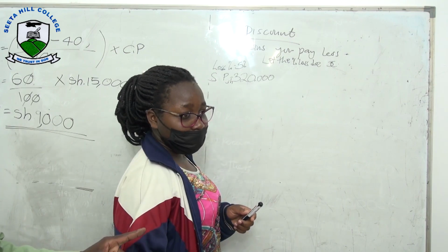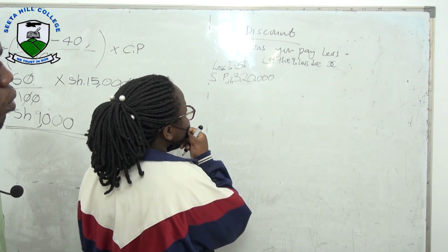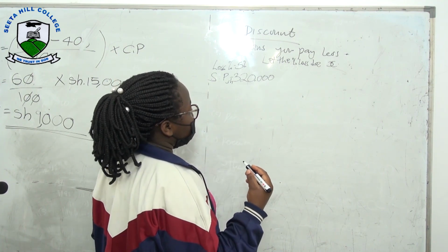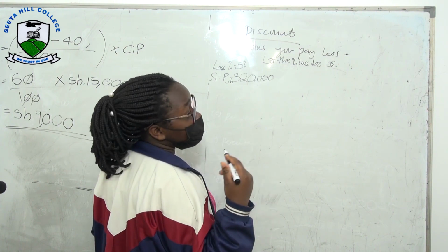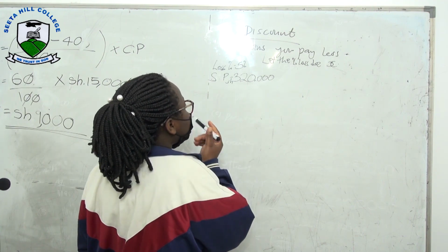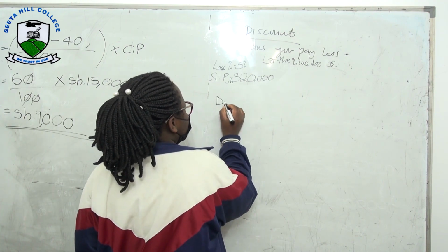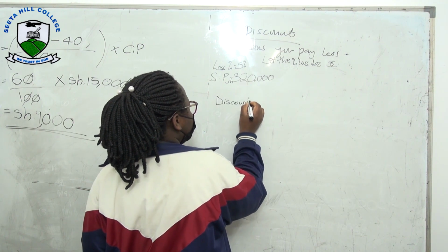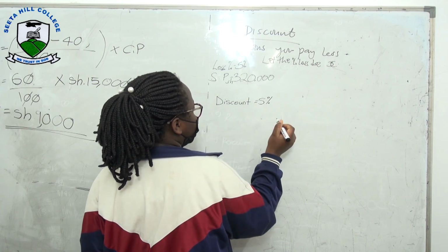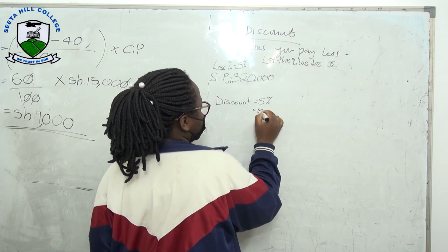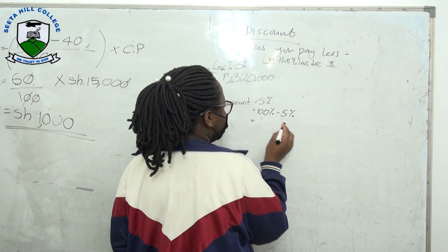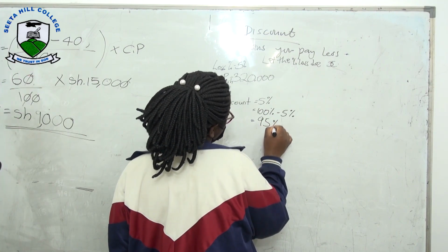That means the method was not correct. Okay, my method, it says you have to first find the discount, the discount, which is 5%, so meaning it will be 100% minus 5% to give us 95%.